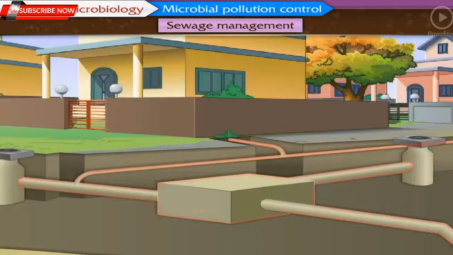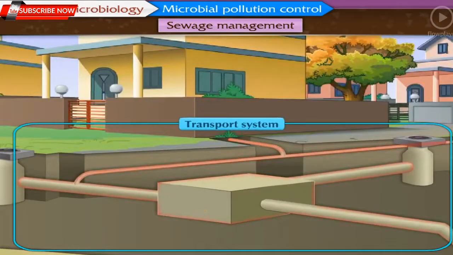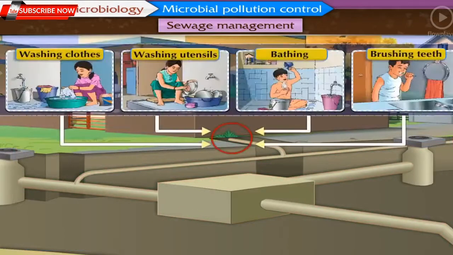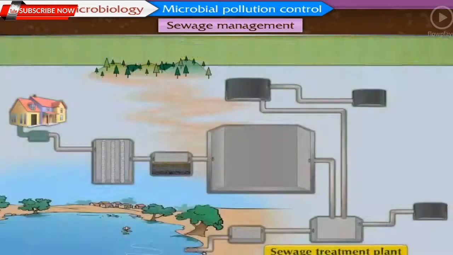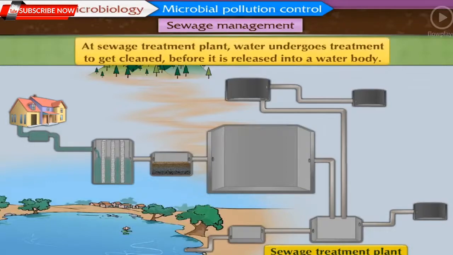These pipes form a kind of transport system that carries sewage from the point where it is produced to the point where it is disposed of. This end point is the sewage treatment plant. In a sewage treatment plant, the process of cleaning water takes place in many stages. At the plant, the water undergoes treatment to get cleaned before it is released into a water body.